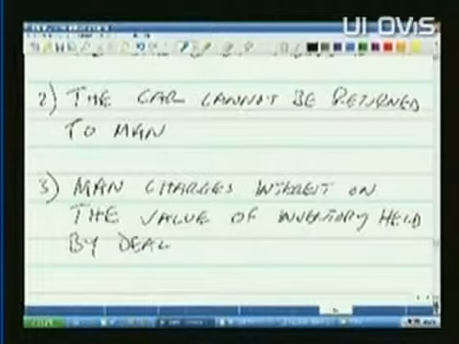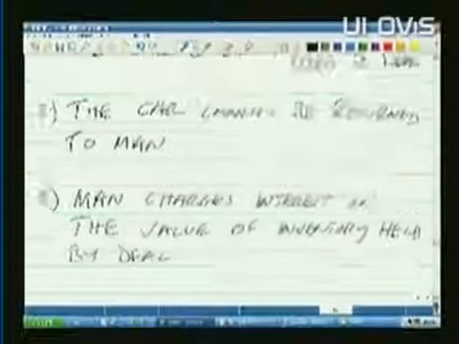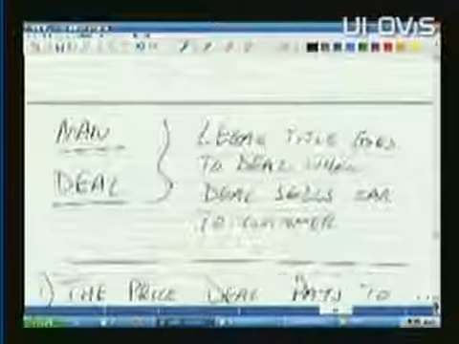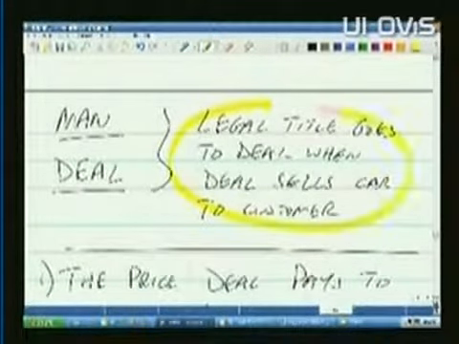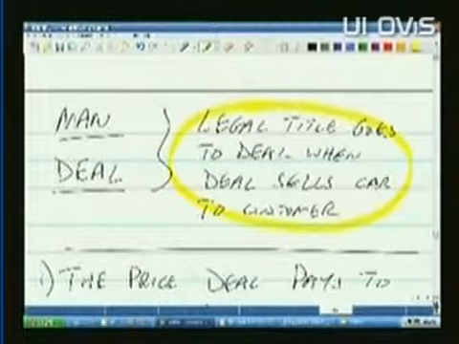Now, we had the question earlier on about, you know, sort of contracts and contractual terms. Even though these are contractual terms, they're contractual terms which indicate the substance of the transaction. So the only true legal term is this one, which deals with legal title. And it's saying that legal title goes to deal when deal sells the car on to a customer.